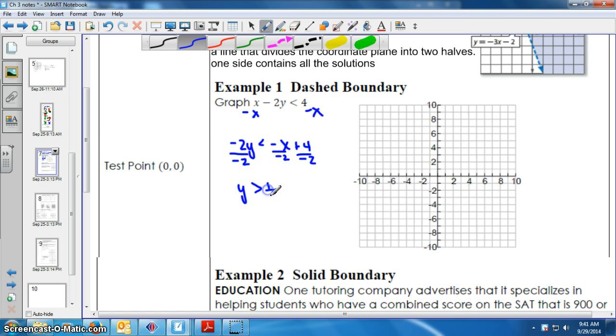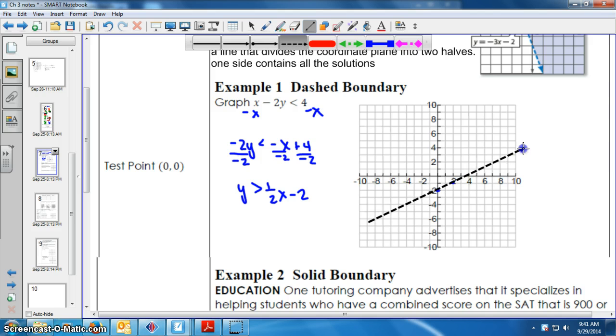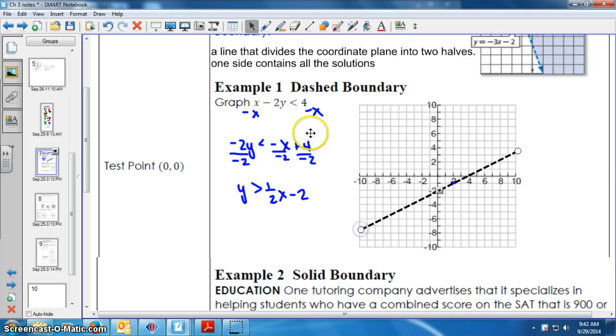Negative over negative changes it to a positive 1/2, and then -2. So we're going to start at -2, put a dot. Move up 1 over 2. Now we have to pay attention also to if there's a line under here. That creates a solid line. If there's not a line, which in this case there isn't, it's going to create a dashed line. So we want to make sure our line is pretty long, stretching all the way across.